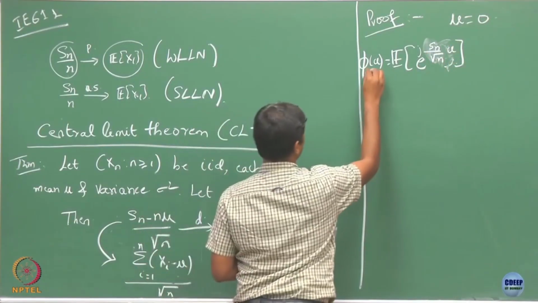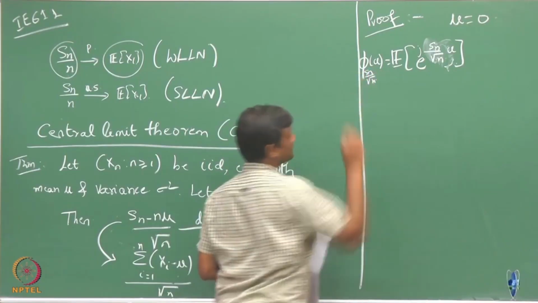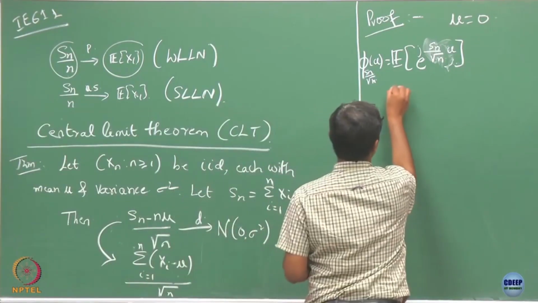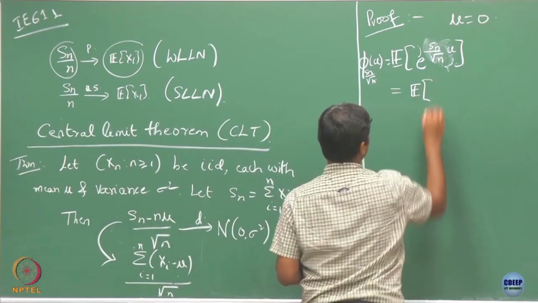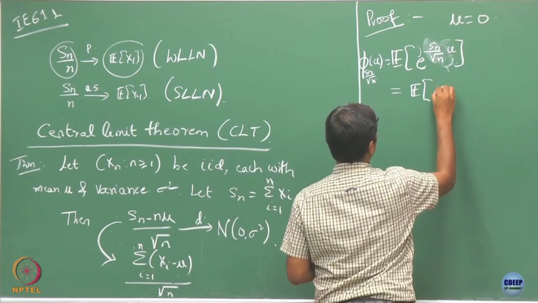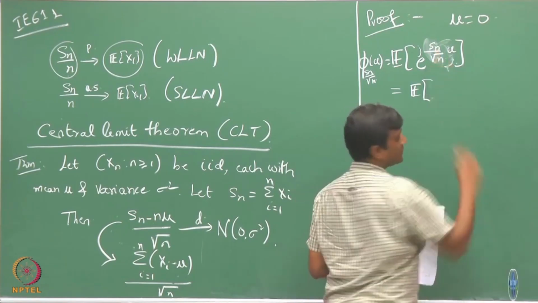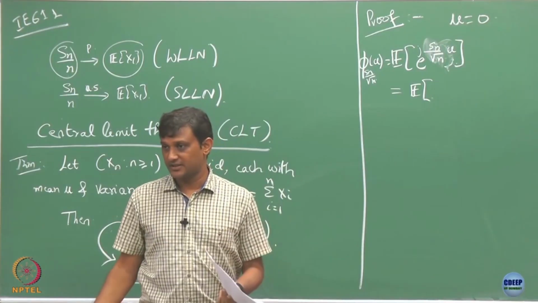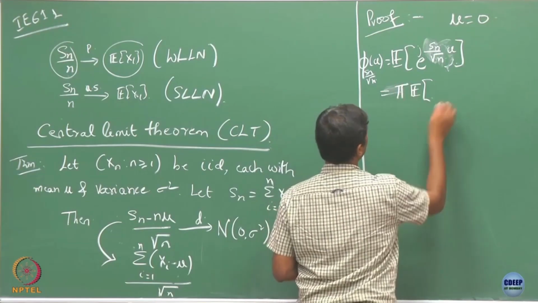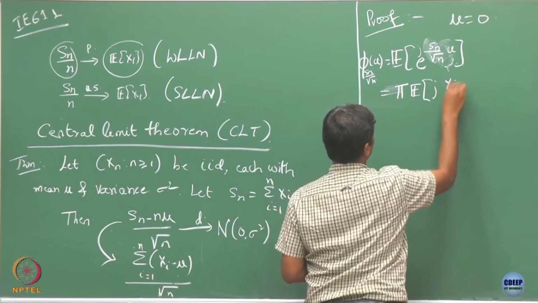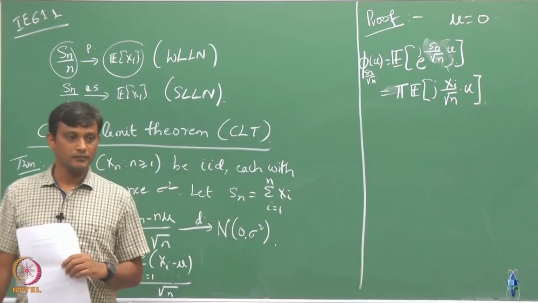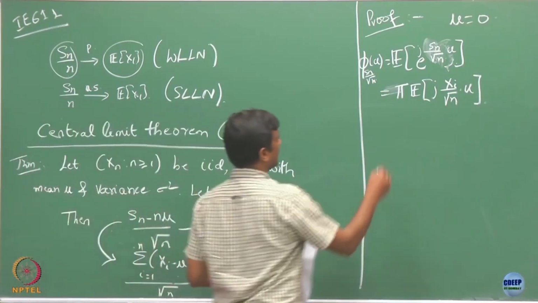And this is the characteristic function of Sn by square root n. Now if you just expand this, Sn is the sum of n random variables where each of them is independent, right? So I am going to get it as the product of phi of xi at u by square root n, with i from 1 to n.